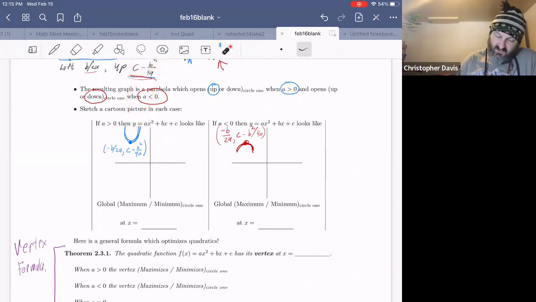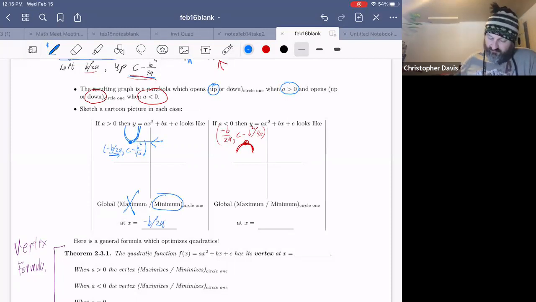So there is no maximum, but there is a minimum. The minimum is right here. And what's the x value that produces the minimum? It's this, negative b over 2a.